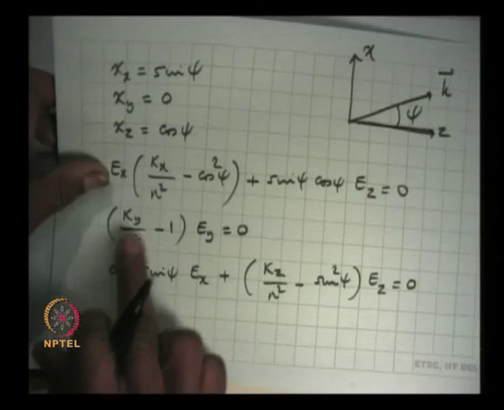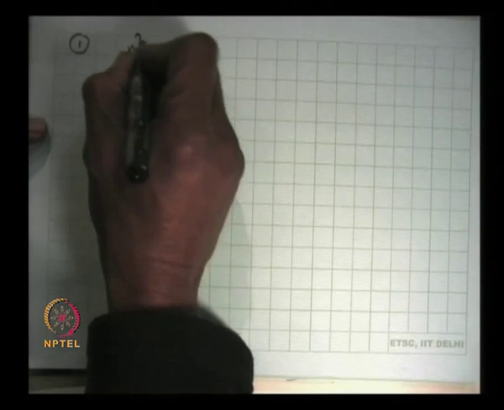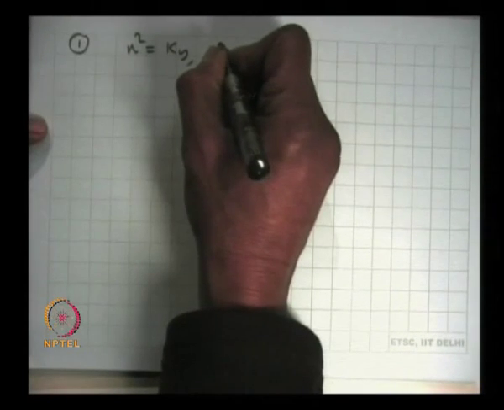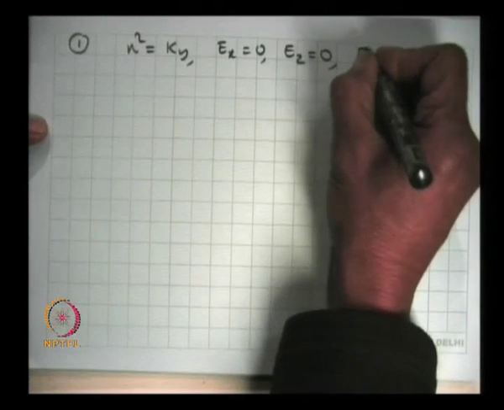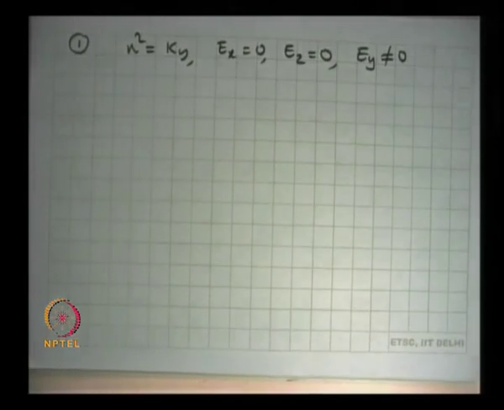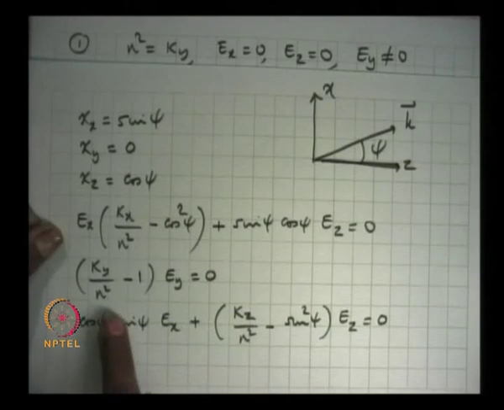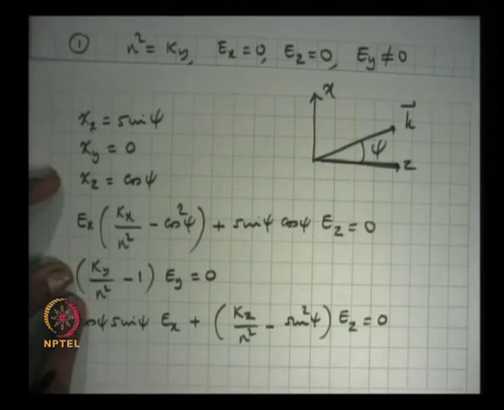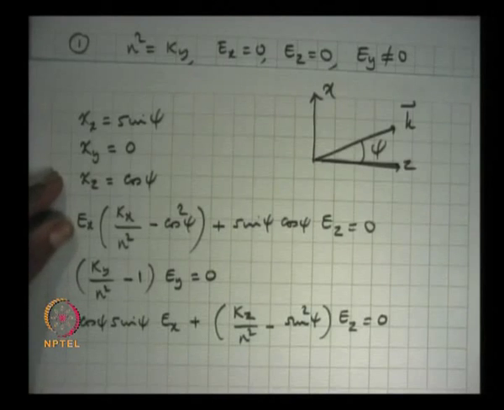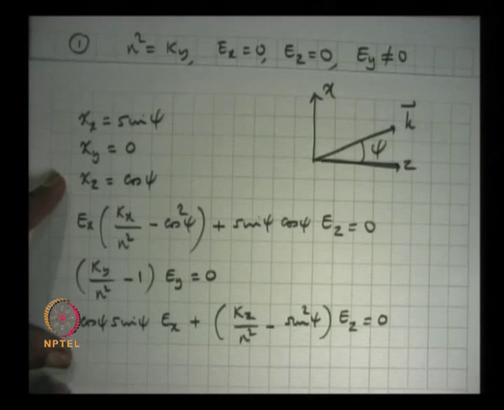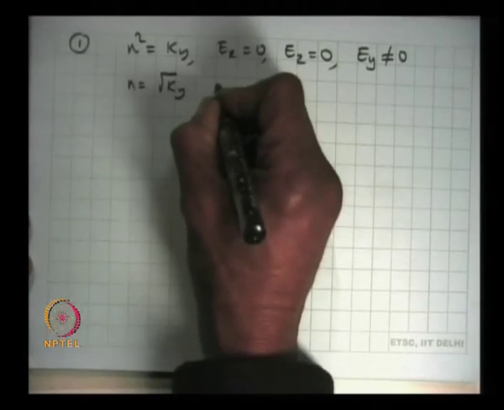if n square is equal to k y, this equation gets satisfied. So, I can choose n square is equal to k y, E x is equal to 0, E z is equal to 0 and E y not equal to 0. If I choose n square is equal to k y, this equation is satisfied, and by choosing the electric vector components E x and E z to be 0, I satisfy the first and the last equation. So, this gives me a refractive index which is square root of k y independent of psi.